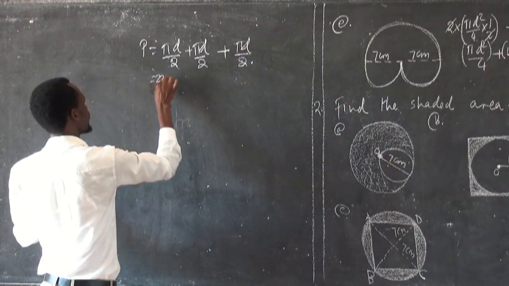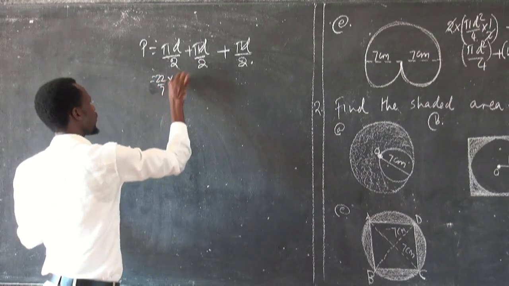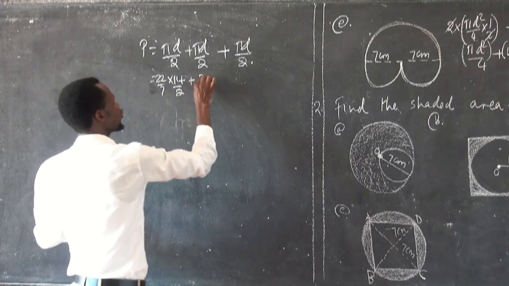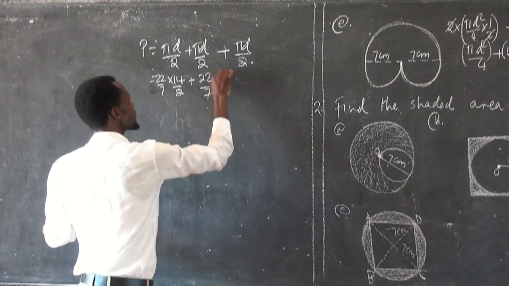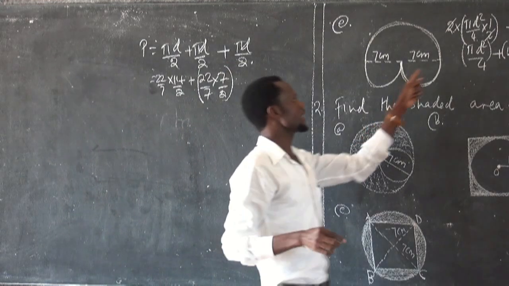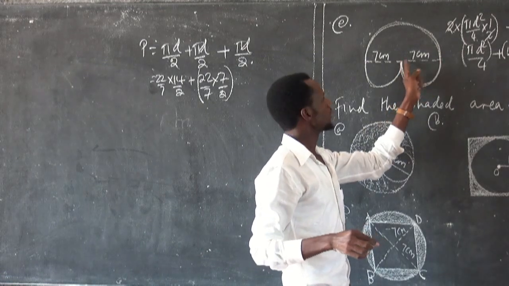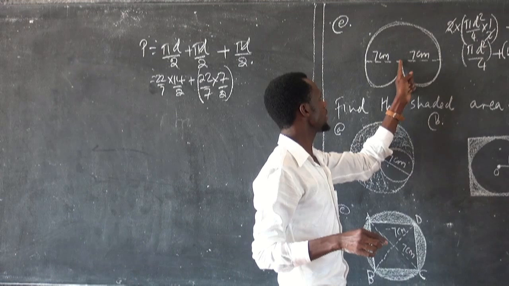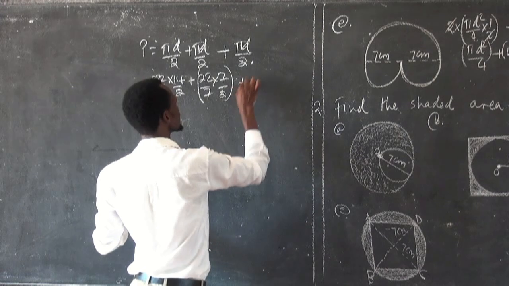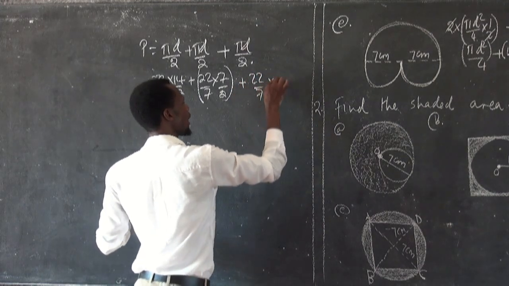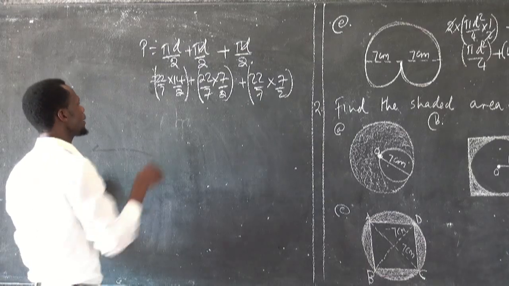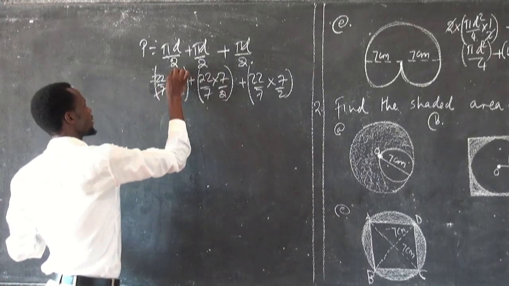Now you have 22 over 7 times 14 over 2, then plus 22 over 7 times 7 over 2. Why? Because of the diameter from here up to here, then from this one up to here. Do you understand? Yes. Then it is 22 over 7 times 7 over 2. You collect them together. Then mathematically, here it is what?